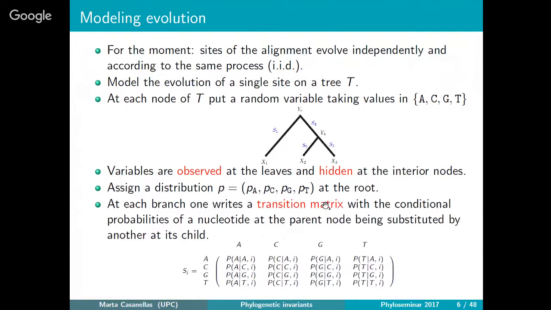And at each branch of the tree, we write a transition matrix that collects the conditional probabilities of a nucleotide given the nucleotide at the parent node. I label the rows by the parent node, and I label the columns by the child node. The entries of the substitution matrices are the conditional probabilities that a nucleotide mutates to another nucleotide at the child node. This transition matrix is different for every edge of the tree. That's why I call them S sub i. As they are conditional probabilities, the rows sum to 1. Okay.